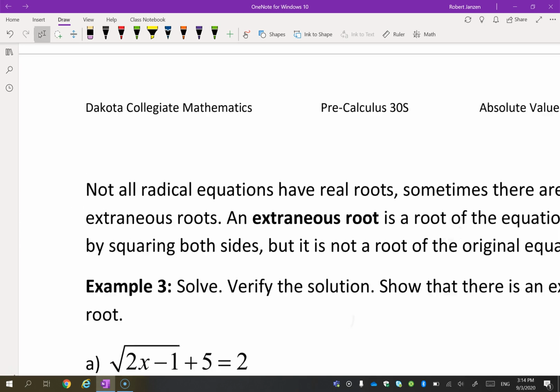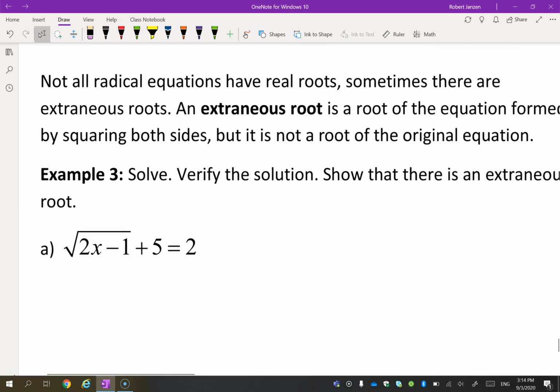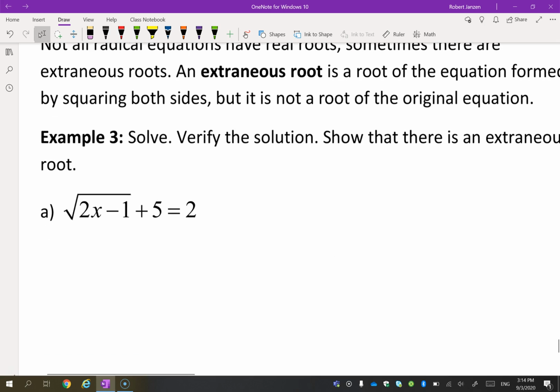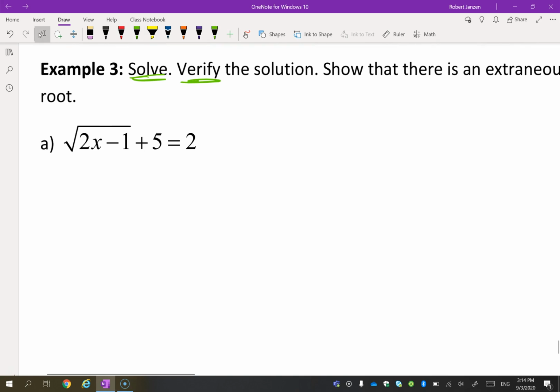All right, now, I mentioned before that sometimes you're going to have what's called an extraneous root. So let's look at a couple of questions with extraneous roots. Now, you won't know that when you start the question. You'll just see solve and verify. So I'm looking at this question. I'm going to try to get the radical by itself. So let's take away 5 from both sides.